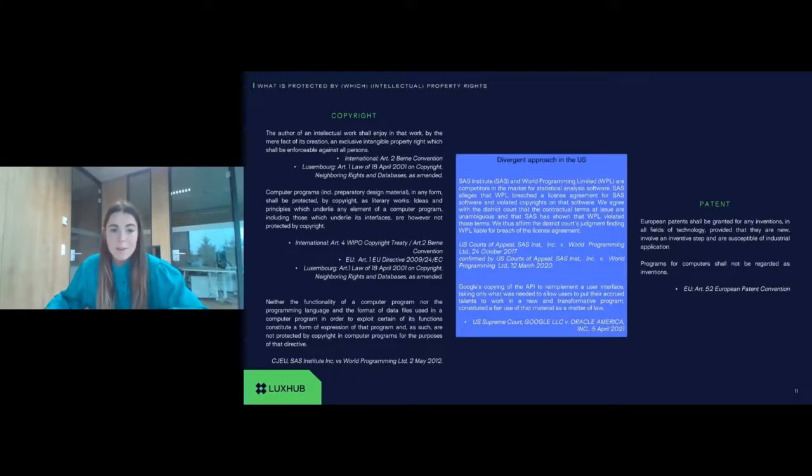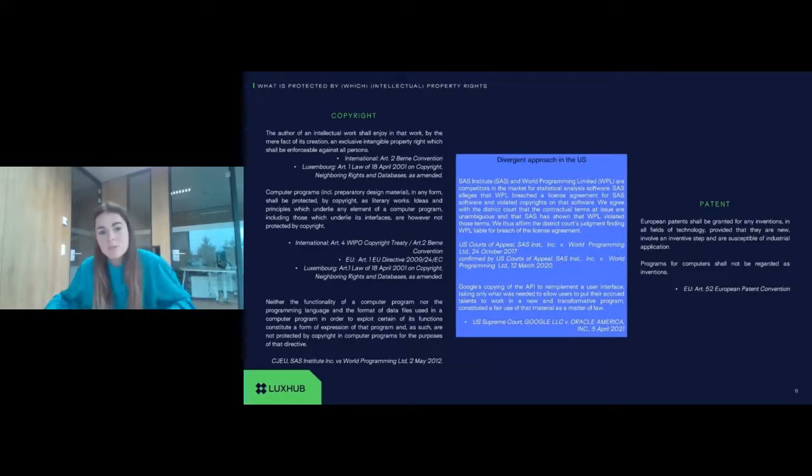However, it was finally decided 17 years later in the US, because SAS was actually arguing that World Programming Limited had infringed the license they have with them, and this license was subject to US law. So even though the whole contract had a clause establishing that English courts had to take the case, the license was subject to US law, and that's why it was decided there.